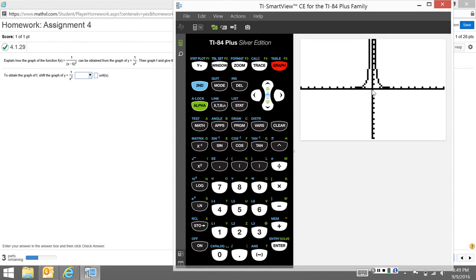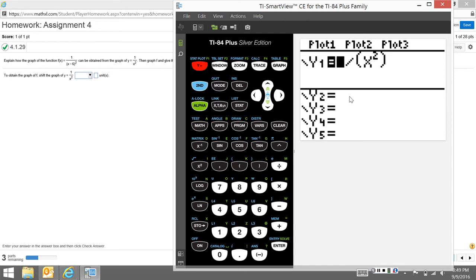You can see it's centered right here. We've got vertical and horizontal asymptotes at 0 and 0. And I've got mine coming each way. They're both on the top. Now, what's going to happen as I move negative 6? What's this going to do?